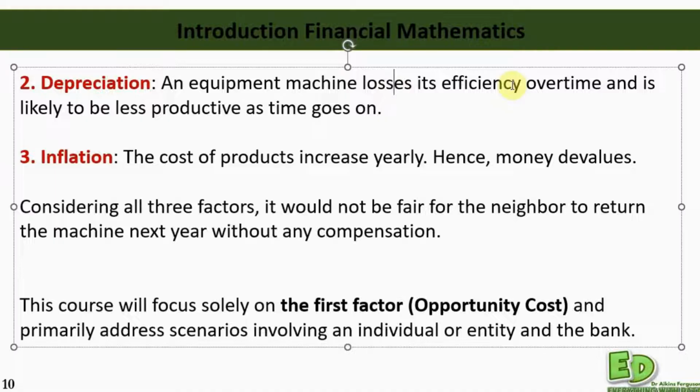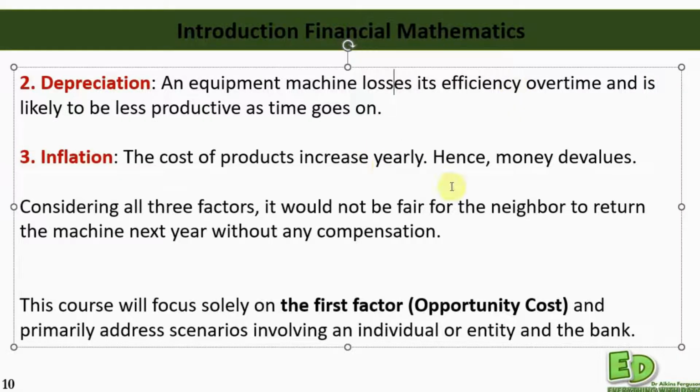So another factor is also inflation. The cost of products increases every year, hence money devalues. So if you are buying a protector for 25 cedis, next year you can buy it for 40 cedis. Or if prices are decreasing every year, you can buy it for 15 cedis or 10 cedis.